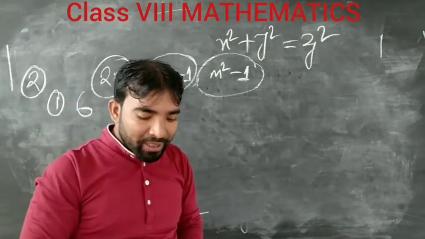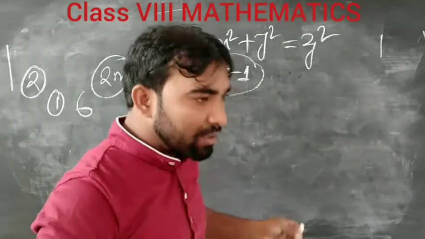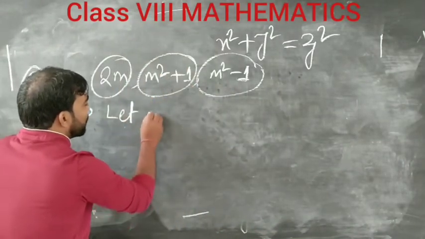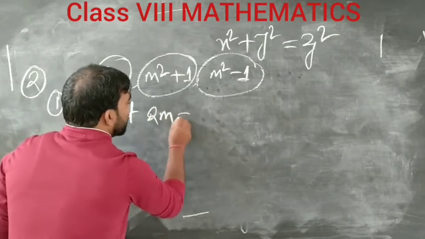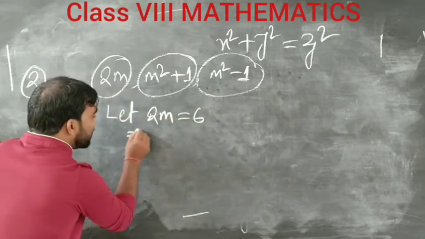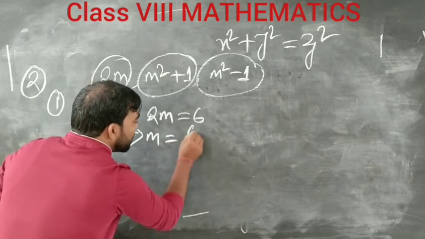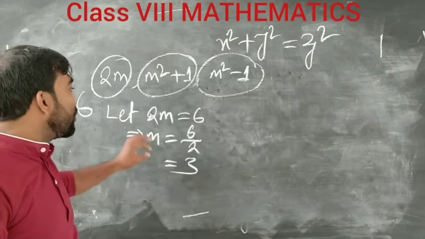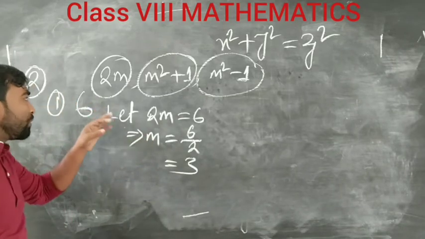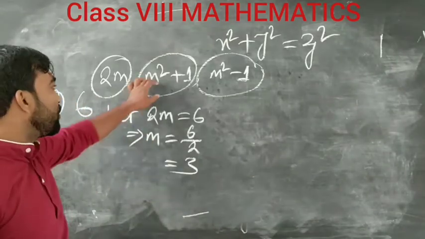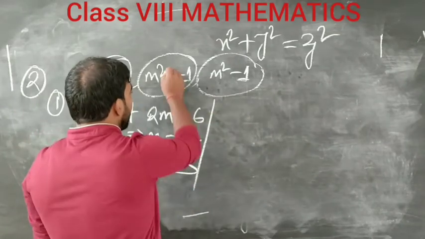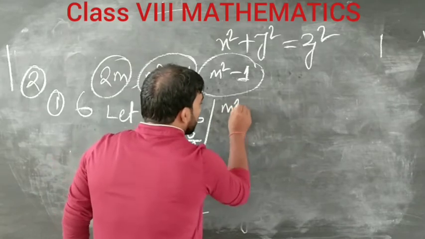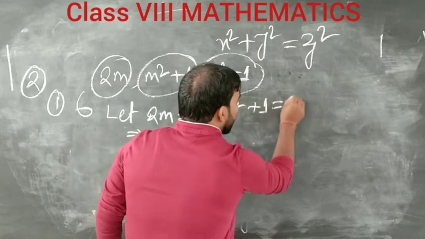So to find the Pythagorean triplet whose one member is 6, first of all what will we do? Let 2m equal 6. If 2m equals 6, then we will get m equals 6 by 2, that is 3. We get m equals 3. Now we are not sure whether 2m equals 6 or not, so we have to check with m square plus 1 also. If we are checking with m square plus 1, we write m square plus 1 equals 6.